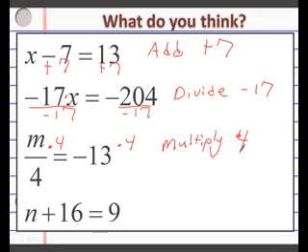And the last one, n plus 16 equals 9, so we need to subtract 16 on both sides. So we're subtracting 16 on both sides to get our answer on that last problem. Just look at that screen for a second, and you can see, remember, opposites. You look at what's happening in the equation, and you perform the opposite of whatever they're doing in that equation to solve for your variable.